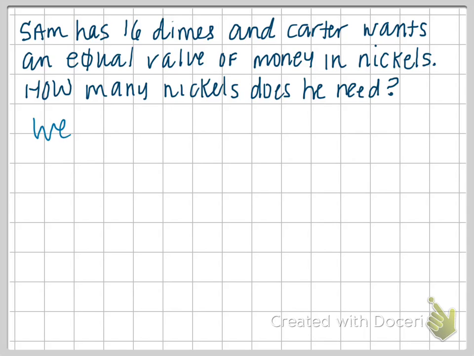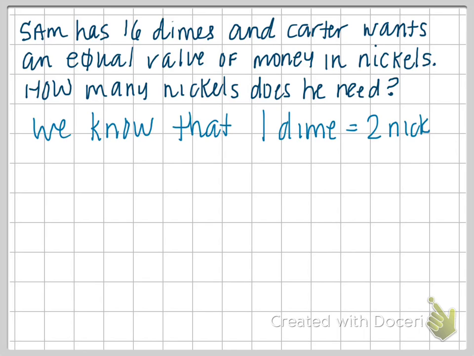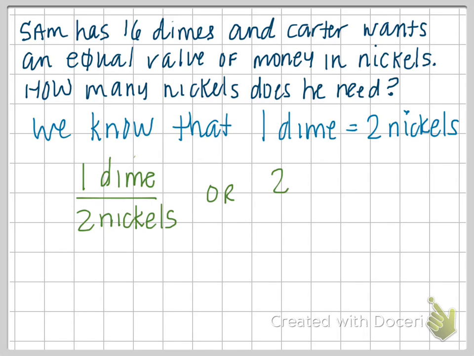We know that one dime equals 2 nickels. So from here, we can create 2 conversion factors. I can say 1 dime over 2 nickels, or I can say 2 nickels over 1 dime.